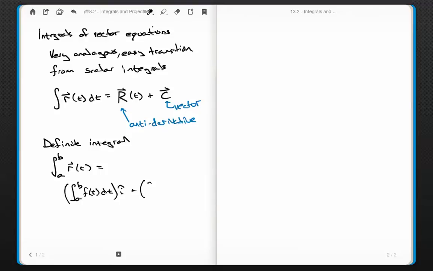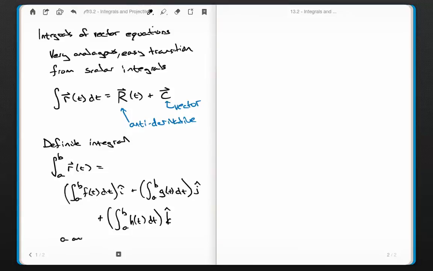plus the integral from a to b of the g component, or g of t, which is the function we use to describe the motion in the y direction, or j, plus, I bet you can guess it, the integral from a to b of h of t, which we described the other day to do the motion in the z direction. So that's it. And remember, because we're now doing a definite integral, we don't have to add this constant because the constant gets subtracted out, just like it did with scalar integrals.